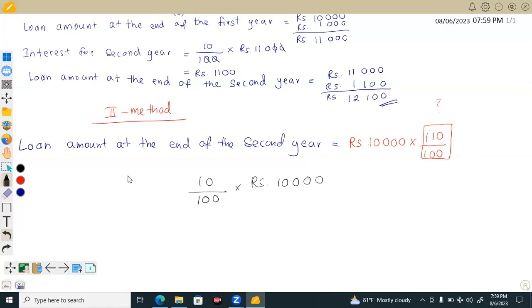Why is this the interest? We write the interest at the numerator. And what is this? It is the loan amount.